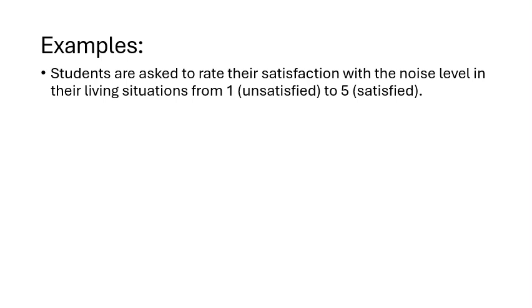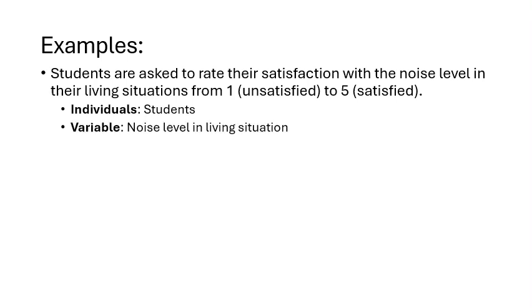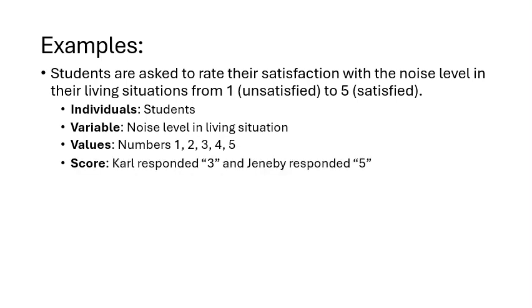So imagine that students were asked to rate their satisfaction with the noise level in their living situations from 1 unsatisfied to 5 satisfied. So in this example, the individuals are students. The variable is the noise level in their living situation. The numbers are 1, 2, 3, 4, and 5. Those are the values, I should say. So those are the possible responses that students could choose if it's done in a typical way. And the score, well, for one individual, Carl, he responded 3, so that's his score. Genevieve responded 5, so that's her score.